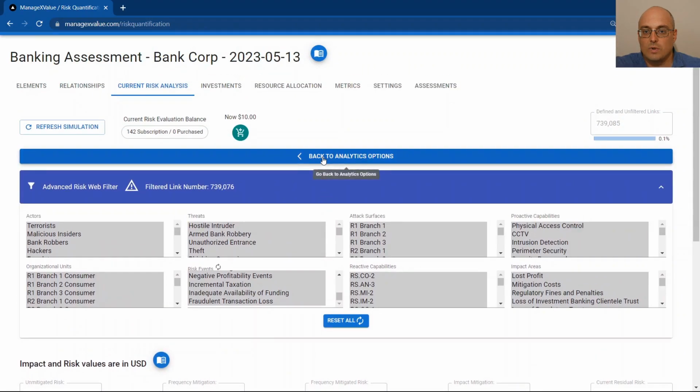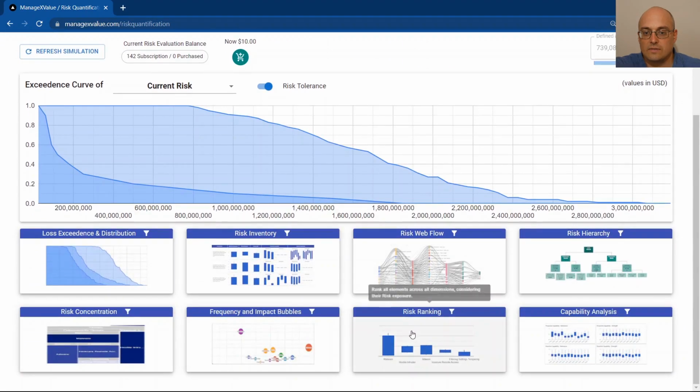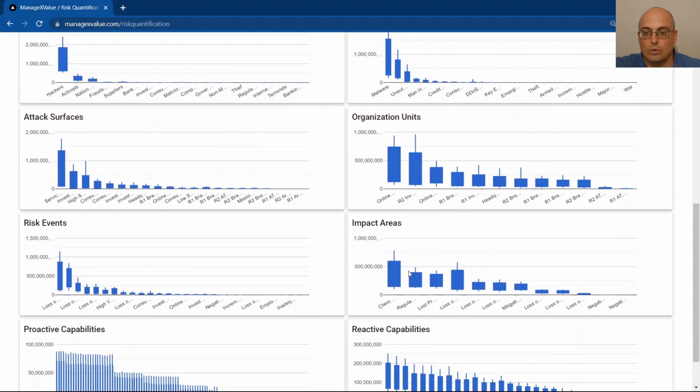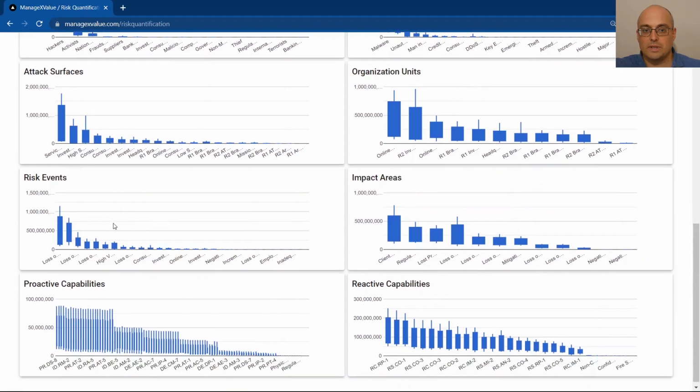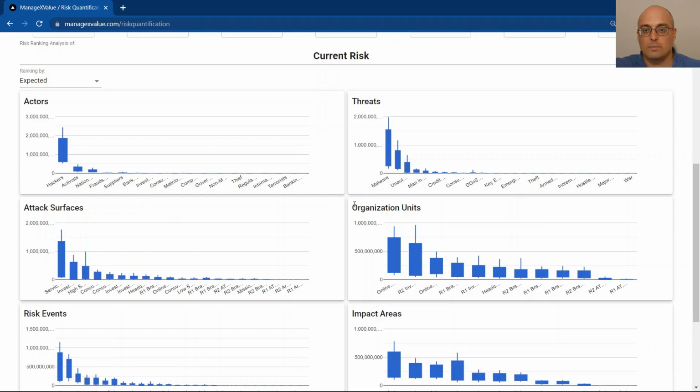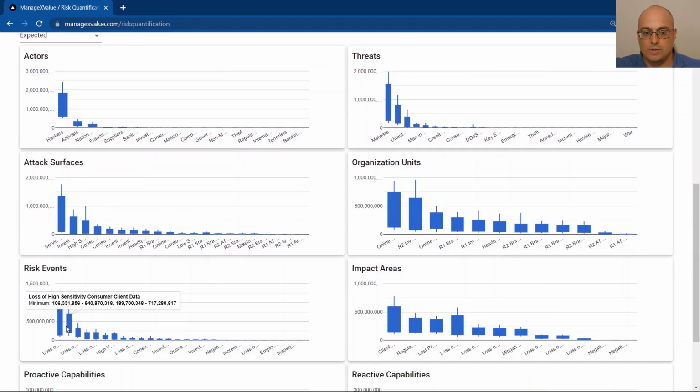So we defined that one of the main focuses could be the loss of high sensitivity investment client data risk event or the consumer data risk event. We can validate that assumption with these candle charts. These candle charts really show the ranking of the various risks across the various dimensions of the model. And from a risk event perspective, this validates that the high sensitivity investment client data is the most significant one. And after that, there is high sensitivity consumer client data loss.